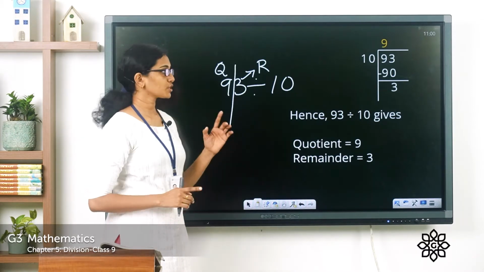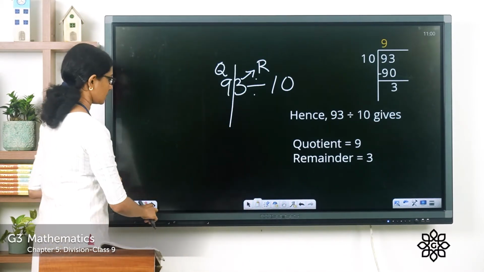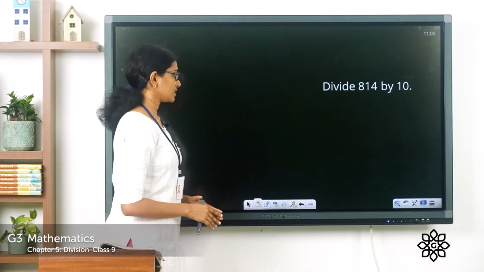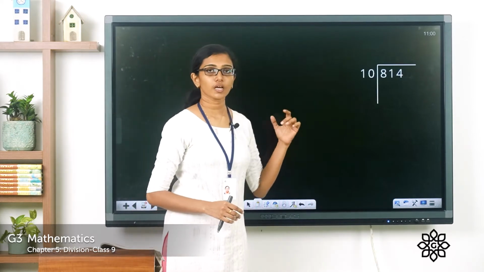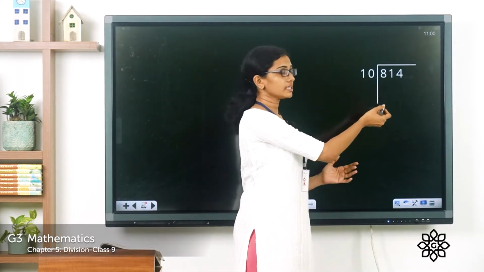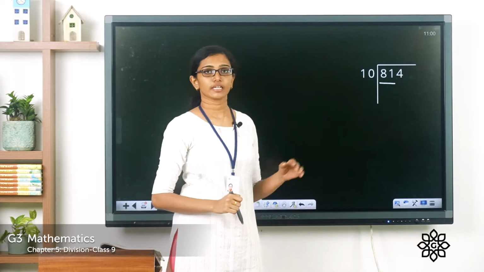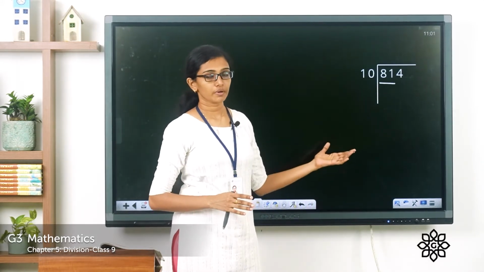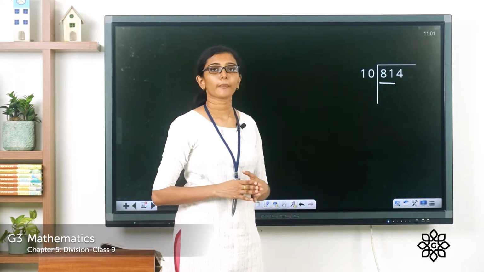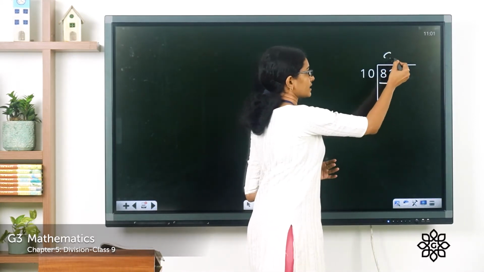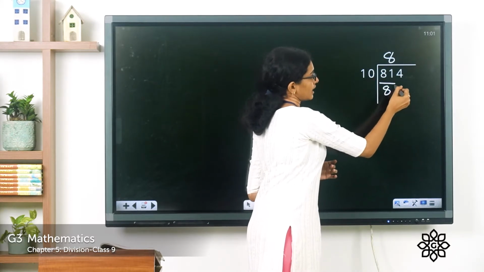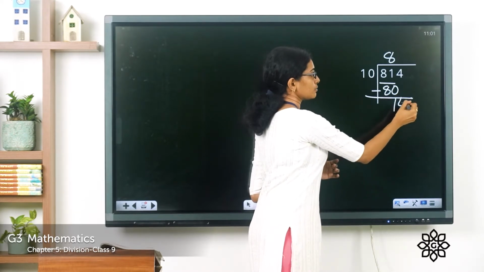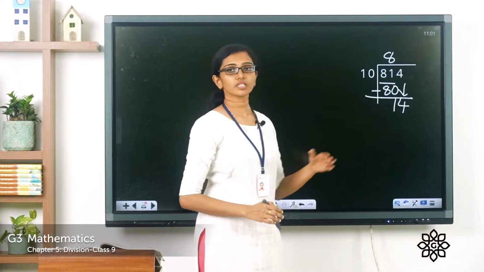So I hope this is clear to you. Now let's look at one more question. Divide 814 by 10. So let's do the division. 814 by 10. A 2-digit divisor. The first 2 digits of the dividend is 81. So how many tens will go in 81? From the table of 10, we know 10 eights are 80. So let's write that 8 here. 10 eights are 80. Do the subtraction and we get 1 here. Bringing the next digit down gives us 14.